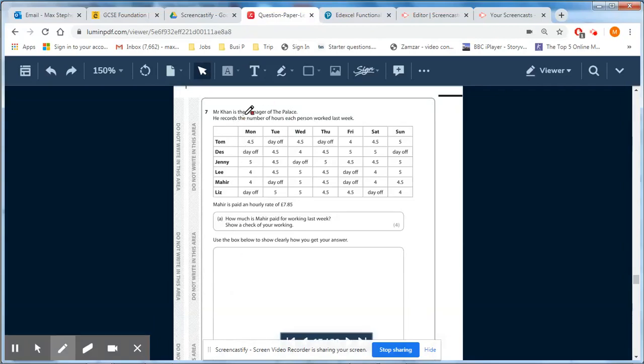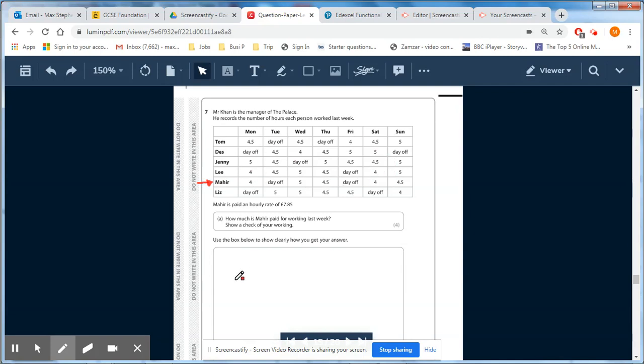Okay, so now we're looking at question 7. Mr. Khan is the manager of the palace and he's recorded the number of hours each person worked last week. So we've got the people that worked and we've got the hours. We're still looking at Mahir and his rate of pay is £7.85 an hour. We want to figure out how much he was paid for last week. So we are only going to look at Mahir's. The rest of the information here, we do not need to know. We only need to know Mahir.